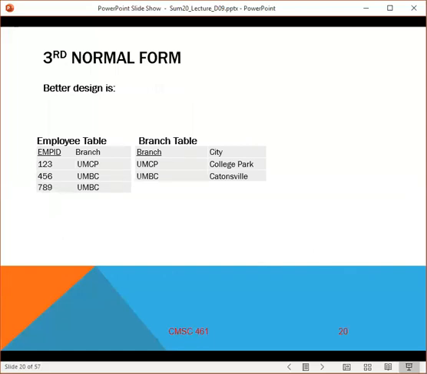We get rid of those by going through our process of decomposing, removing the offending fields and putting them into their own tables, and then having a key that lets us connect back to the original table. So we take city out of our employee table and we put it in a table called branch table. We use branch, which is the determinant of city in the original table. That becomes the primary key in the branch table. And then we can join employee table and branch table on the branch field.